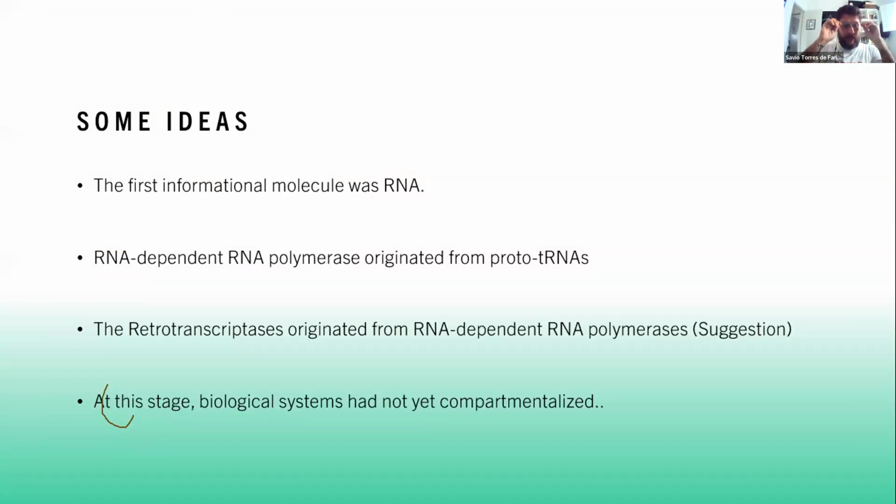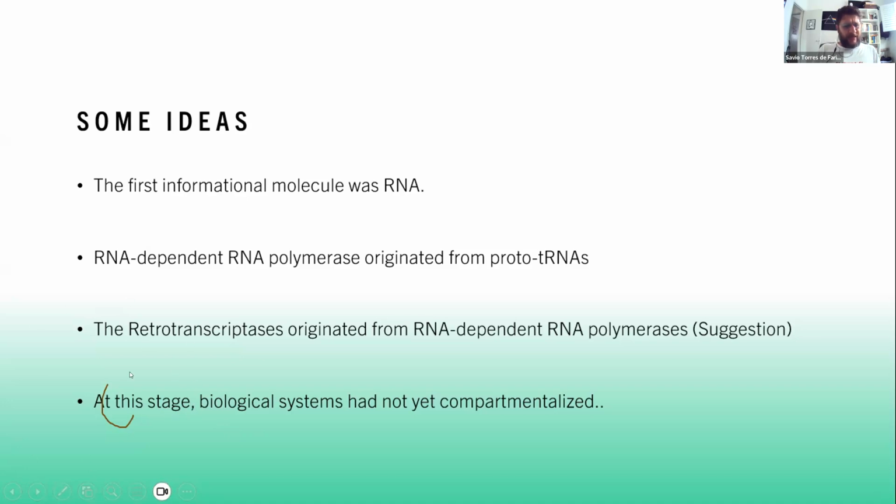So now I will summarize some ideas. The first informational molecule was RNA. The RNA-dependent RNA polymerase originated from proto-tRNAs. The reverse transcriptase originated from the RNA-dependent RNA polymerase. This is a suggestion because I'm working on this problem right now. I do not have data that supports this information until this moment.